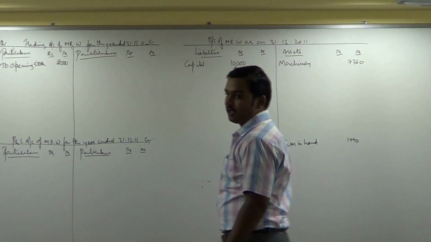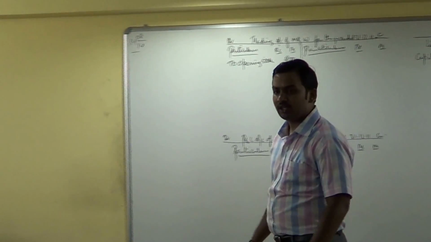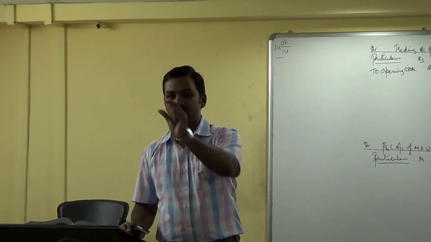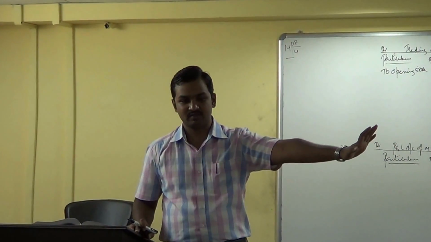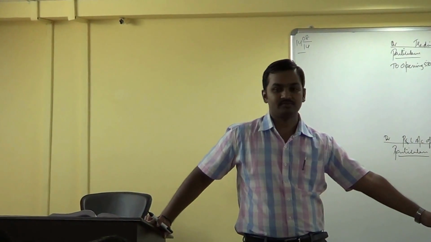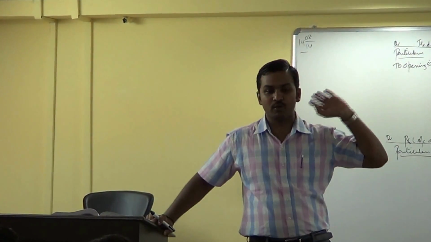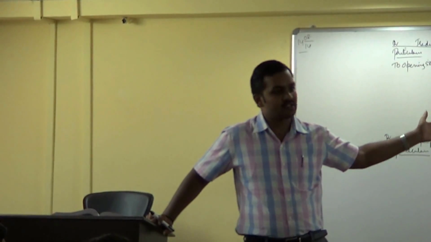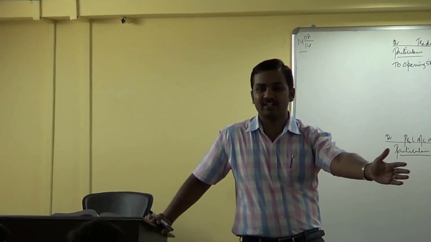7,360. Now, will we close the machinery account in our books of accounts? The machinery account should be there in our books till the time machinery is there in our business. The day machinery is disposed of, the account should also be closed. So the account balance is going to continue in our books even in the next year.